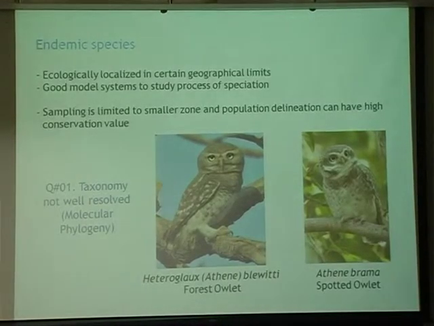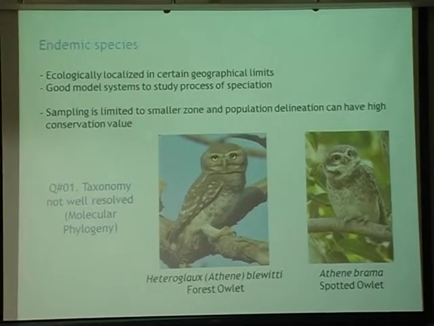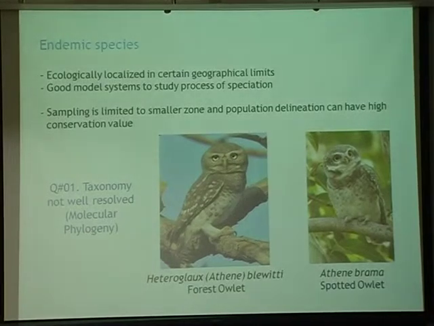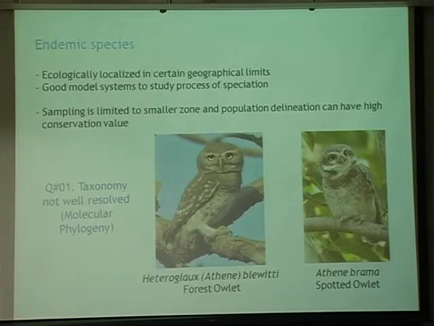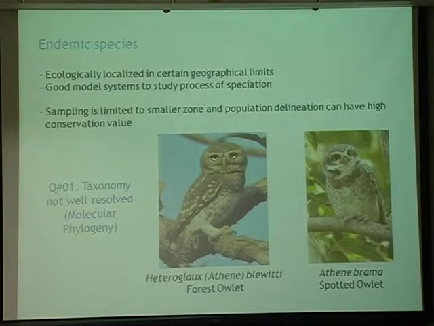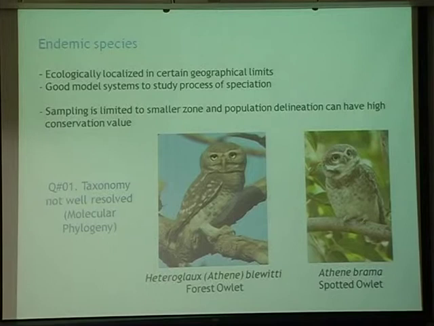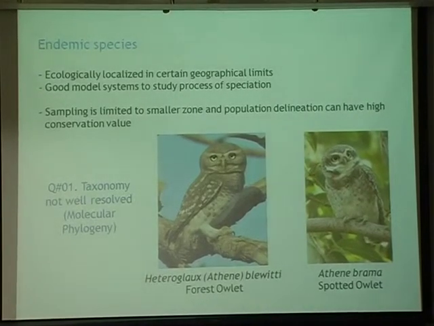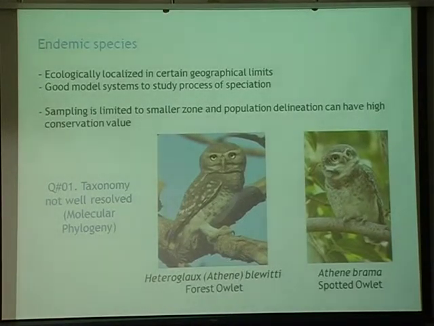So endemic species are ecologically localized in certain geographical extent, and as they are ecologically localized, it's very easy to do studies on phylogeography because it's easy to sample them across their range. Forest owlet is one such case. It's morphologically very similar to Athene brama, the spotted owlet. Here you can see the photograph. But it's not well supported. The forest owlet has been placed in a new genus, Heteroglaux. So the taxonomy is not well resolved, and that is the first question that we are working on, where exactly forest owlets stand in the owl phylogeny.